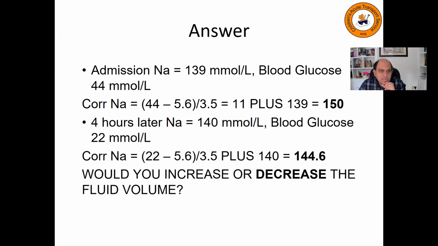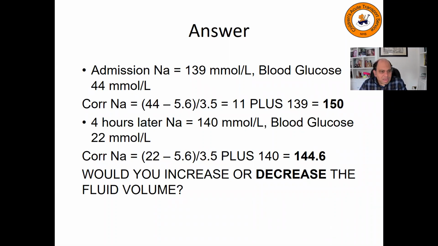So in a simplistic way, the blood sugar has fallen by 50% from 44 to 22, but the measured sodium has hardly changed from 139 to 140. So since the blood sugar is halved, you would expect the corrected sodium to rise by a certain amount, and you've really seen no rise in the measured sodium. It automatically implies that the patient has had either a lack of rise or a fall in the corrected sodium, and so the fluid volume that you're administering is too high and needs to be decreased.